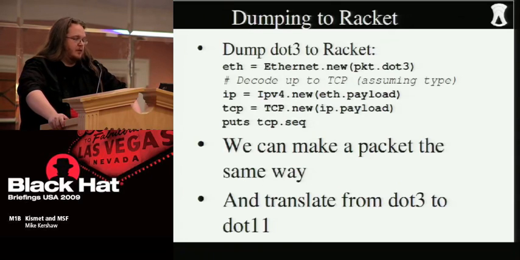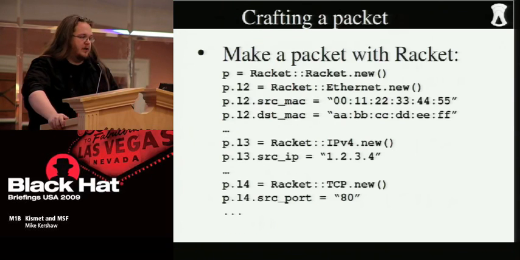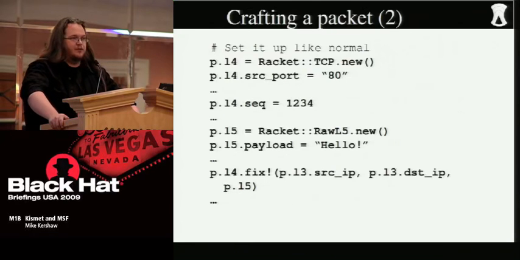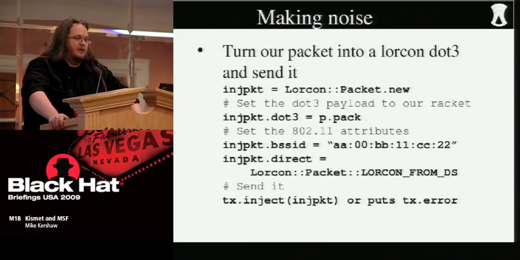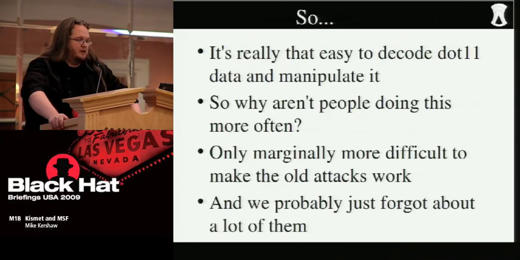So we can make a packet the same way, and we can make an Ethernet frame and then translate it to 802.11. So making a packet, just make a new Racket, set your Ethernet addresses, set your IP addresses, set it up like you normally would, generate whatever you want, and turn it into a .11, and it'll go right out, and you get to have some fun. So it's really easy to decode .11 and manipulate it now.